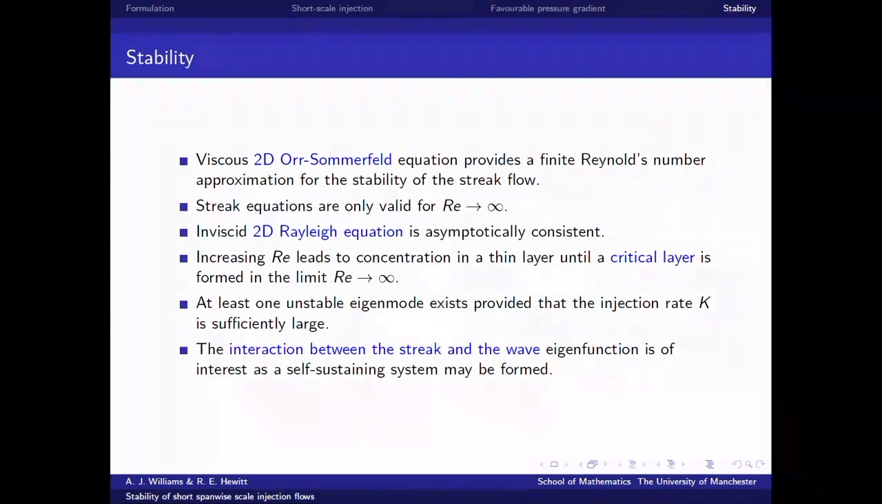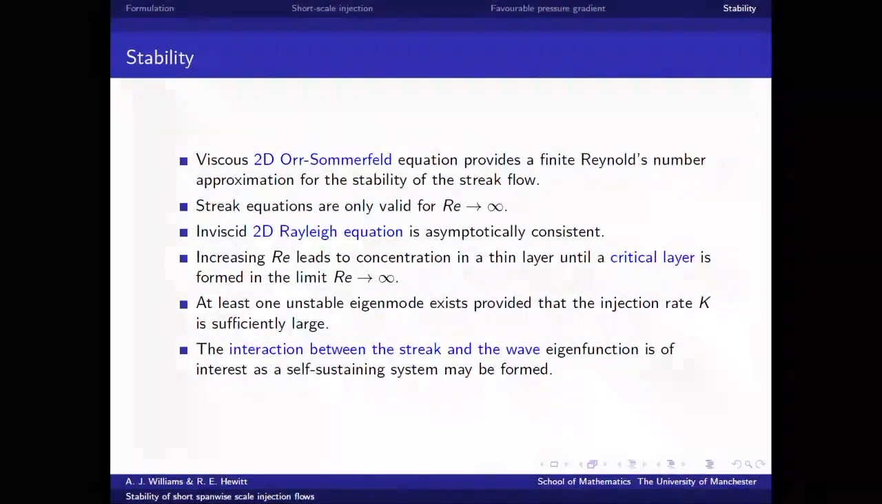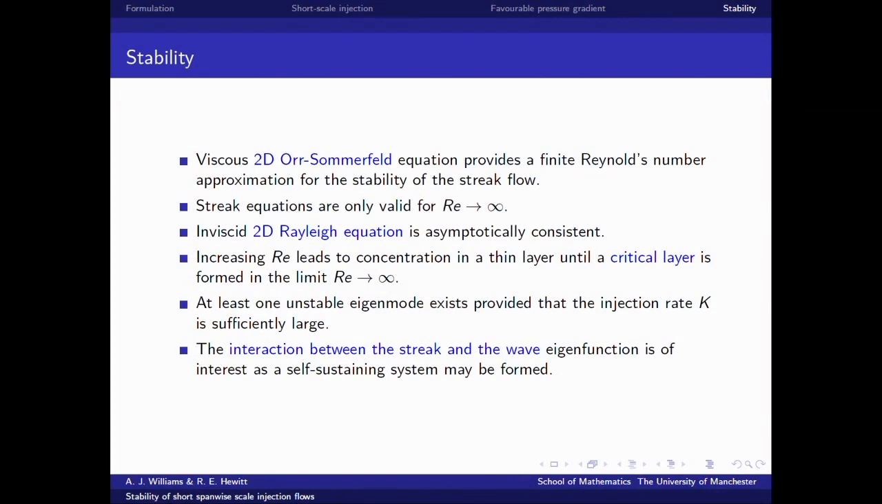So the 2D Sommerfeld equation provides a good approximation for the Rayleigh equation, because the streak equations are only valid when you have a large Reynolds number. The inviscid 2D Rayleigh equation is the only one that's asymptotically consistent, but obviously when it becomes singular, it becomes problematic to solve numerically. When you have a large Reynolds number, you get this concentration of the eigenfunction in the critical layer, and the unstable modes are concentrated there.